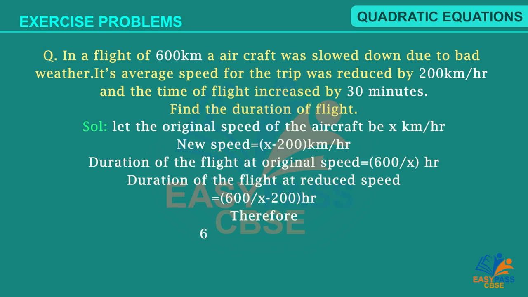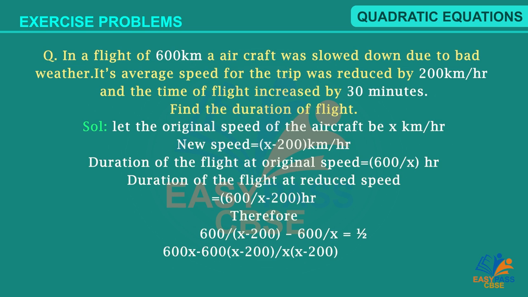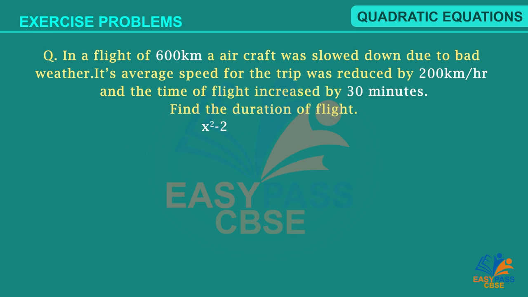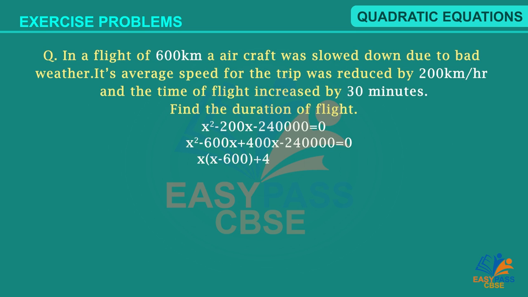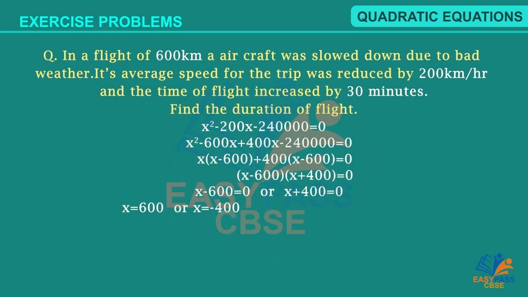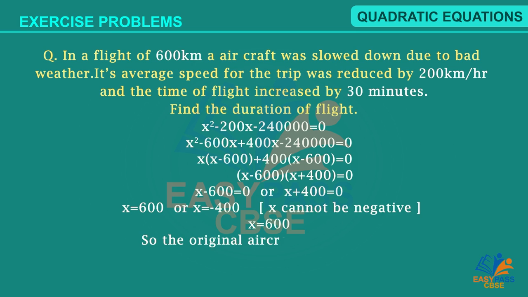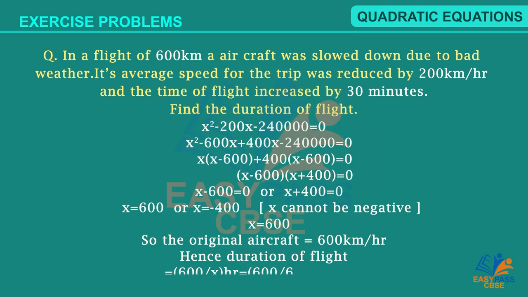So the difference of these two is equal to half. Therefore, we get 600 over x minus 200 minus 600 by x is equal to half. On simplifying, you get x square minus 200 times x minus 240,000. By converting into linear factors, we get x is equal to 600 or x is equal to minus 400. x cannot be negative, therefore x is equal to 600. So the original speed of the aircraft is 600 kilometers per hour. The duration is 600 by x, that means 600 by 600 is equal to 1 hour.